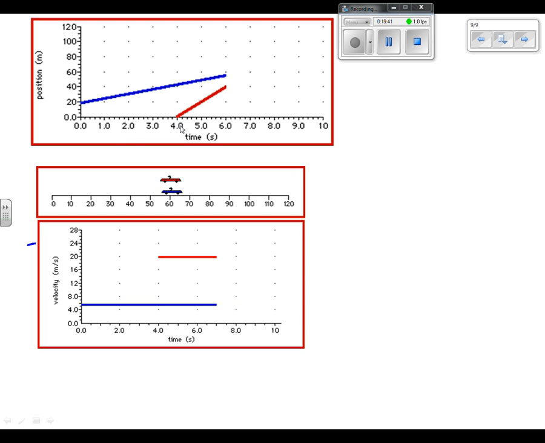At what time are the cars at exactly the same spot? Seven seconds-ish. Is it right there? Oh, that's smart, Mr. Bannon. It's where they cross. Where they cross, right? Cool.